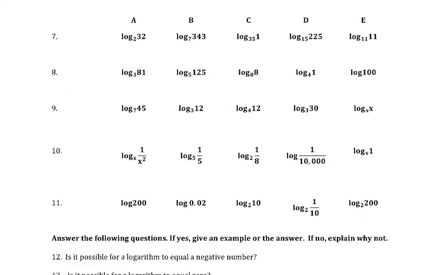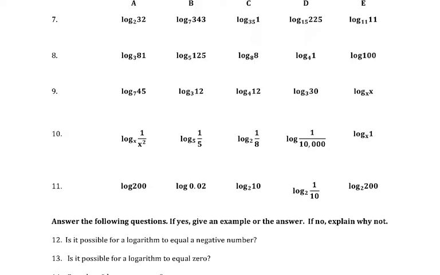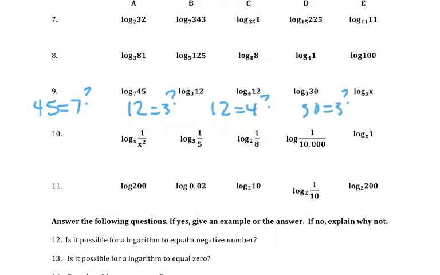Okay. Now let's take a look at number 9. So we'd go 45 equals 7 to what power? 12 equals 3 to what power? 12 equals 4 to what power? 30 equals 3 to what power? And x equals x to what power? Okay, this one should be easy. Once again, that's 1. Okay, but these other ones are going to be trickier, right?